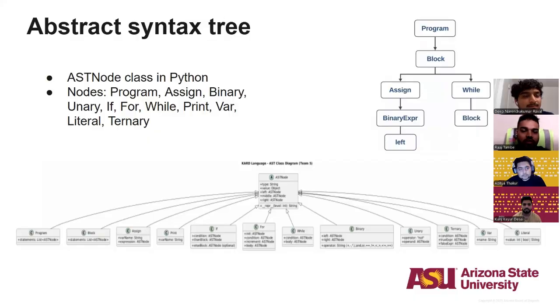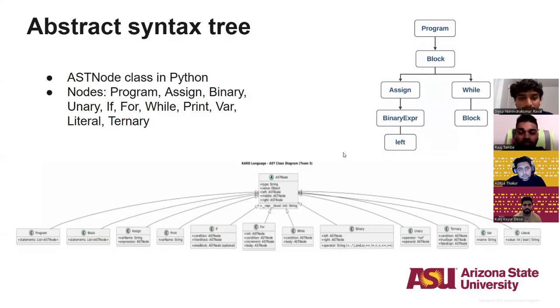Next is the abstract syntax tree, or AST. The parser gives us a raw tree, but the AST is where the magic happens. We created a Python class called AST node. The UML diagram shows the AST node, and this serves as a blueprint.